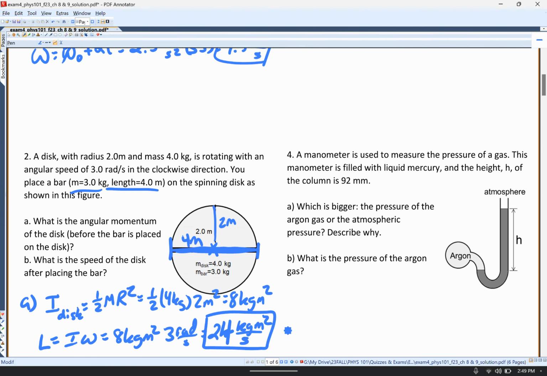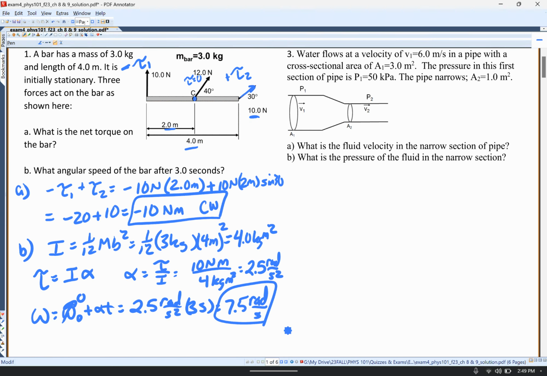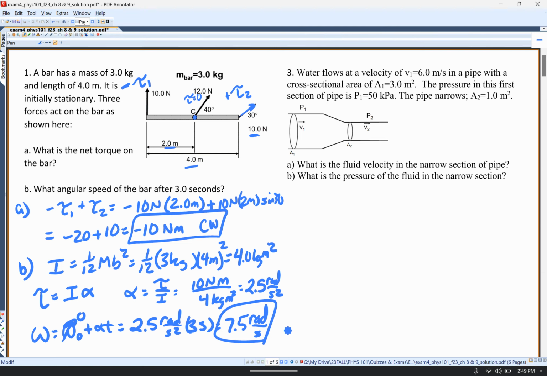All right. Number 3, I have water flowing in a pipe. It's 6 meters per second here, and it has an area of 3 meters squared, but then it goes down to 1 square meter, and I want to know what is this new speed. Well, I know it gets skinnier, so it has to go faster, and it gets smaller by a factor of 3, so I know that the speed is actually going to go up by a factor of 3. So I could just say it's 18.